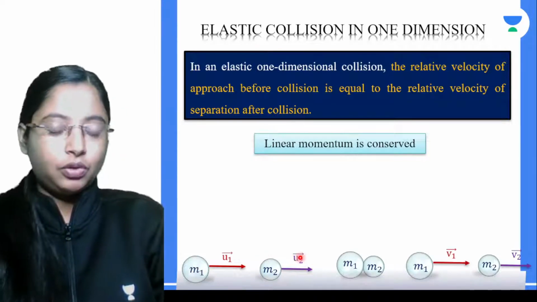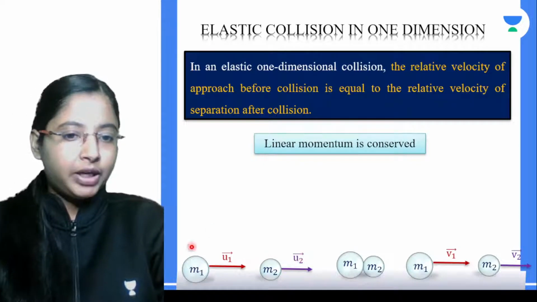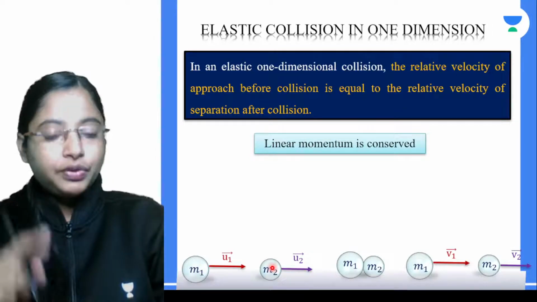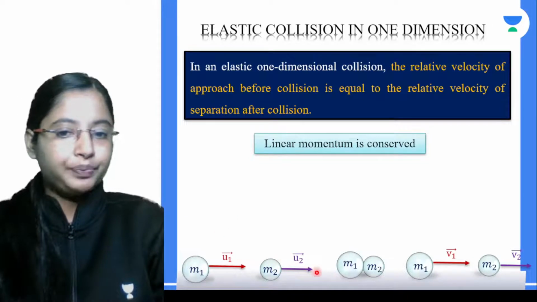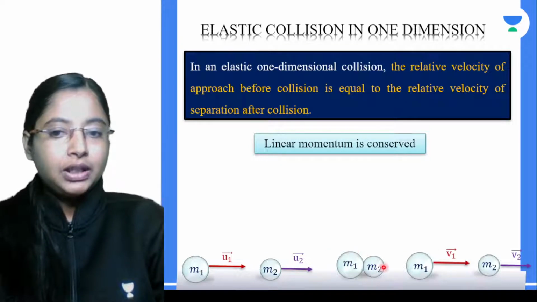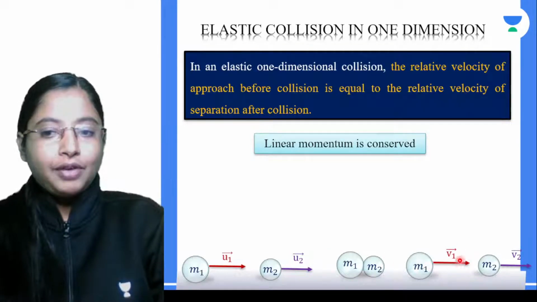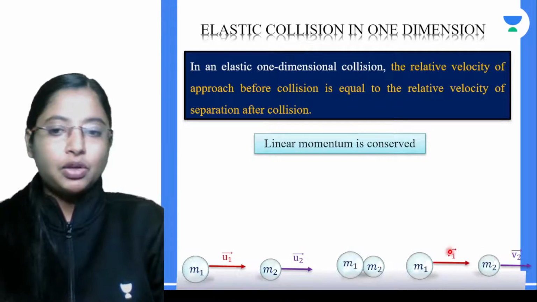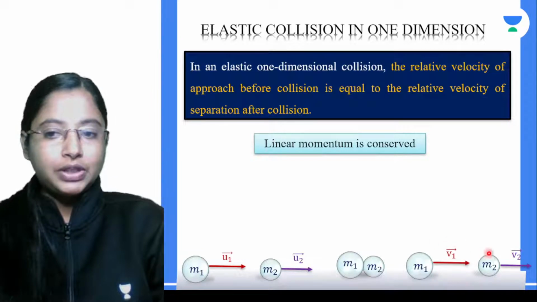Let's take two objects with masses m1 and m2. Initially they have velocities u1 and u2. After some time they collide against each other. After the collision, the velocities associated with them change. What we want to do is derive the equations for these velocities.